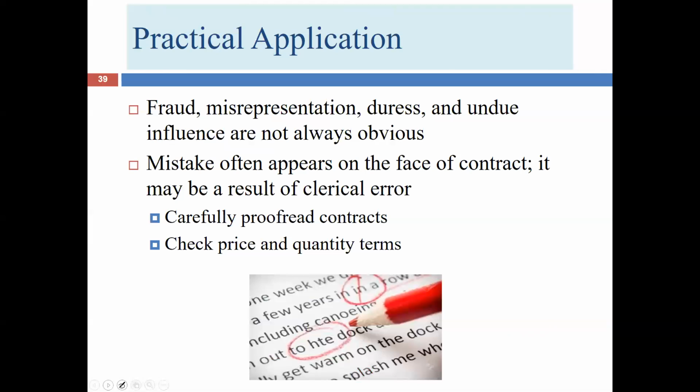So let's consider some practical applications. When you're dealing with fraud, misrepresentation, duress, and undue influence, you have to think about the entire context of the relationship. You can't necessarily just review the contract and say, oh, doesn't seem to be any fraud in this contract. Most of the time, if there is fraud, it's not going to be documented in the contract. It's going to be something that's orally spoken or communicated in such a way.